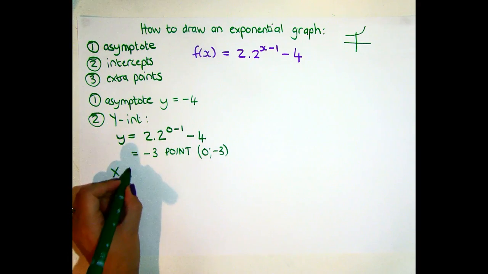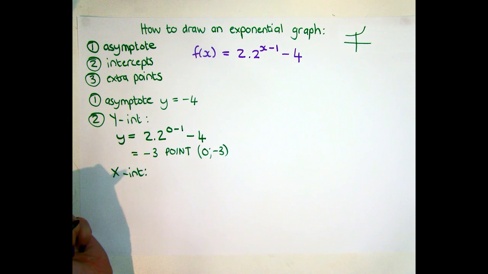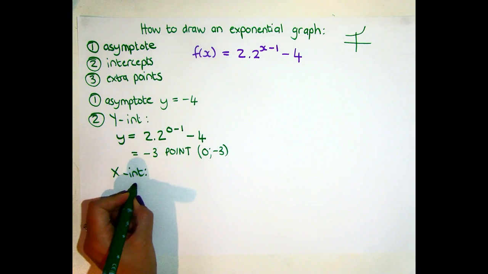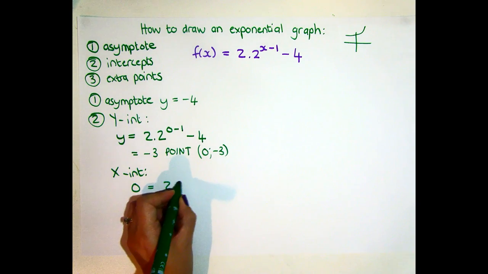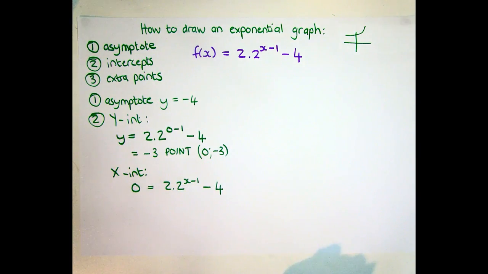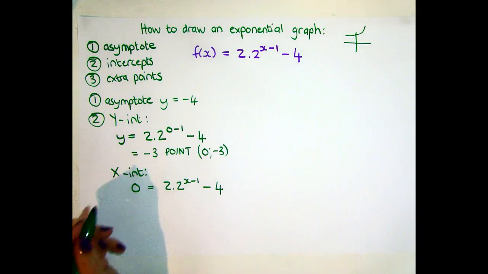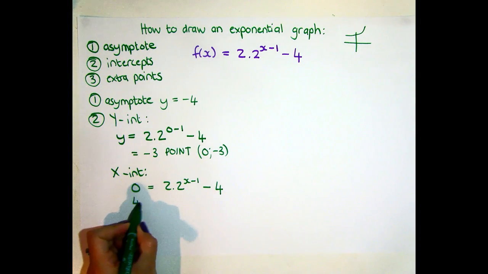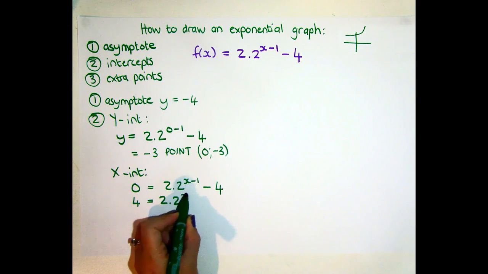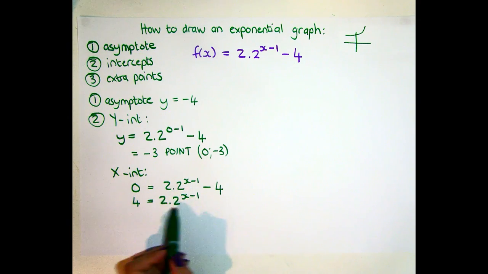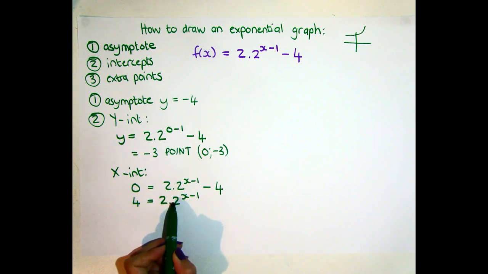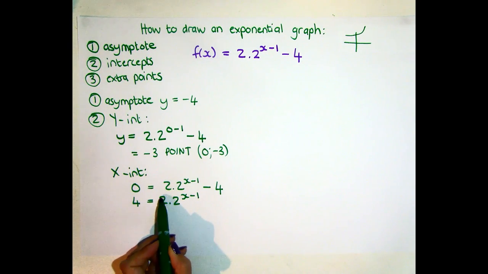For the x-intercept, and there's only going to be one of these as well, I'm going to let y equal 0. So I'm going to have 0 equals 2 times 2 to the x minus 1, and then I'm minusing 4. Here I'm essentially solving an exponential equation. So I'm going to move that 4 across, and then I see I've got 2 times 2 to the x minus 1. Now these are the same bases. That has a power of 1. I could just add the exponents here, but it won't always be like that. It could be a 3.